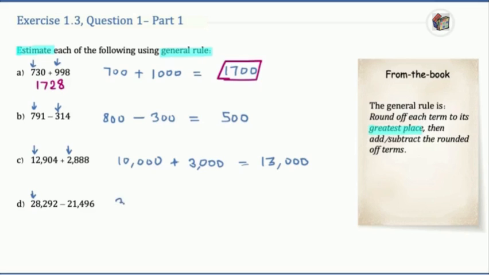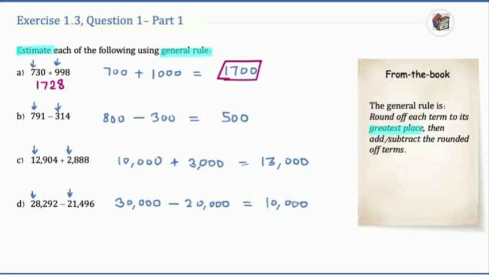But it is definitely closer to 30,000. So that's what I take. This second number, again, the greatest place is still the 10,000s place, and it is also between 20,000 and 30,000. But this time it is closer to 20,000. So I take that and I subtract, that was the sign in the original question, and I get 10,000.